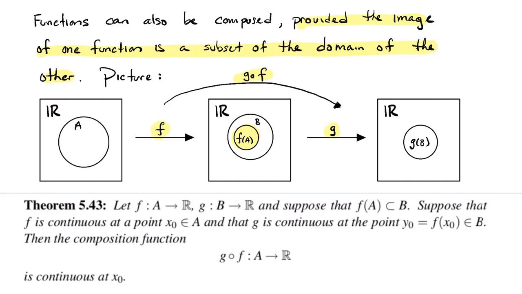We've already proven this theorem actually, but it says if you take two such functions, f on A, g on B, and we suppose that f of A is contained in B, like in my picture up there.